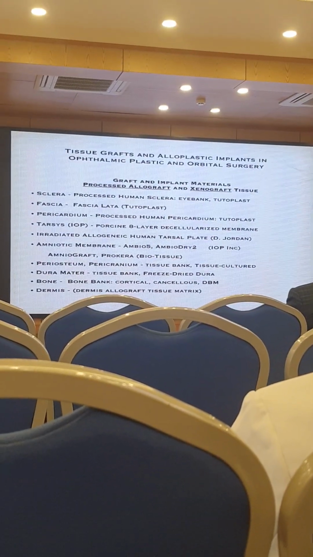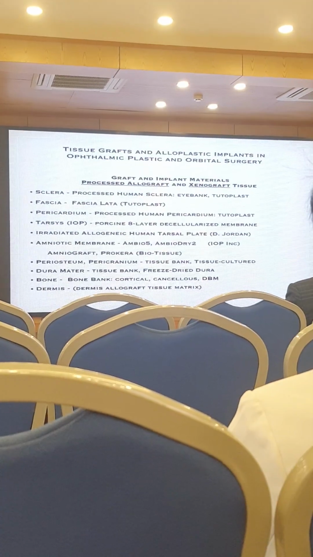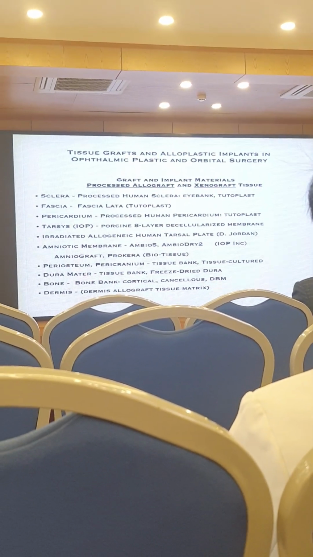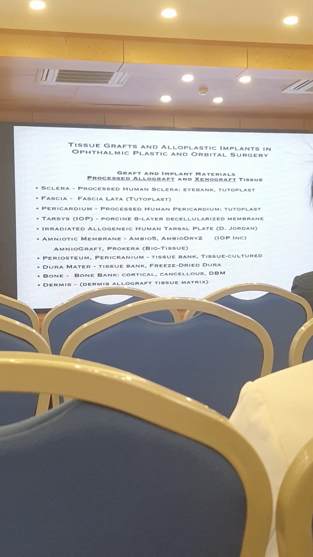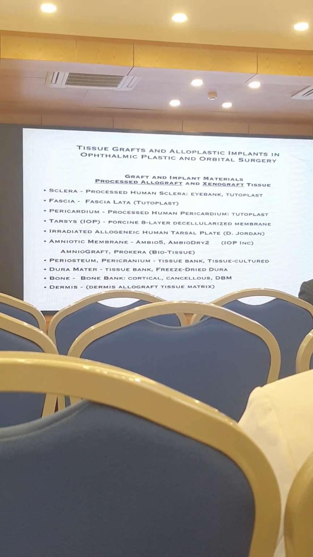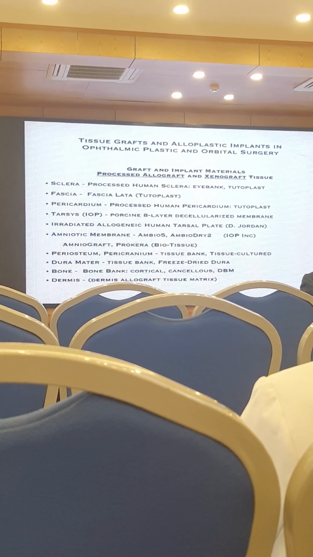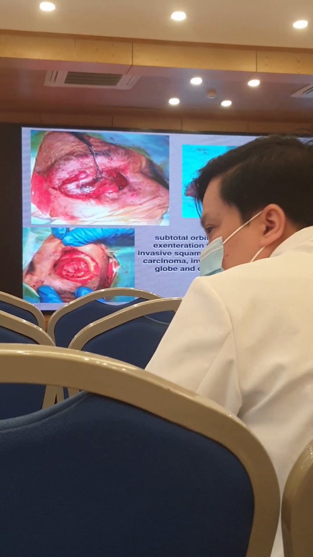These are tissue from donor tissue that has been processed. The processing can kill any type of virus, so they're safe to use. And there are many, many different tissues that have been used for reconstructive procedures in the eye and eyelids. And I'll go through a few of these examples just to show you.